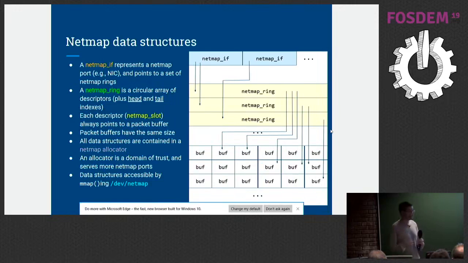And all of these data structures are contained in a so-called Netmap allocator. The idea is that you may have multiple NIC ports on your machine, and a single Netmap allocator may serve more than one port. So the allocator is a domain of trust, meaning that the applications that are working on the same allocator must trust each other. If you don't want to trust, just use separate allocators. And the basic idea is that in order to access those data structures, so basically rings and buffers, you open a special device, and then you can use an mmap operation to make those data structures available in your application.